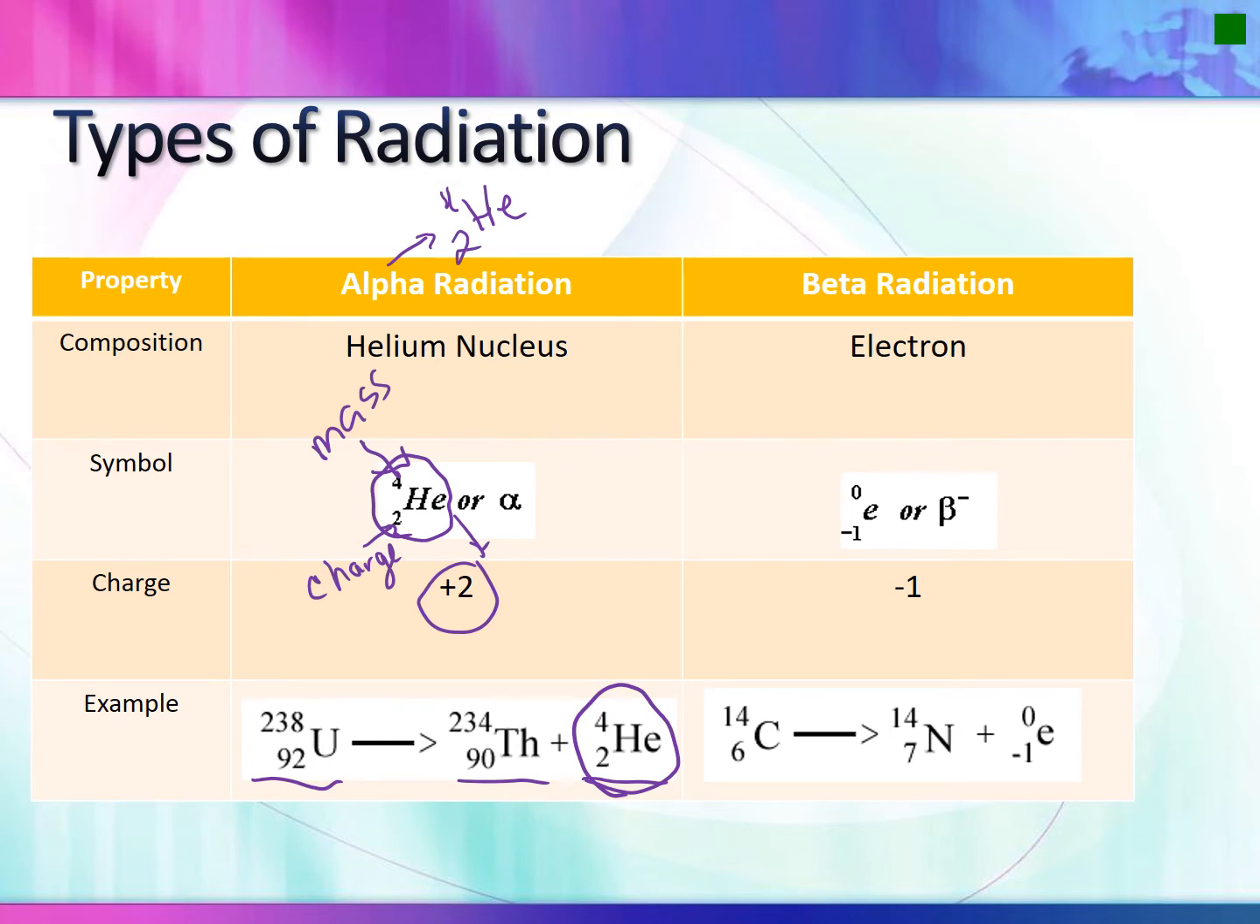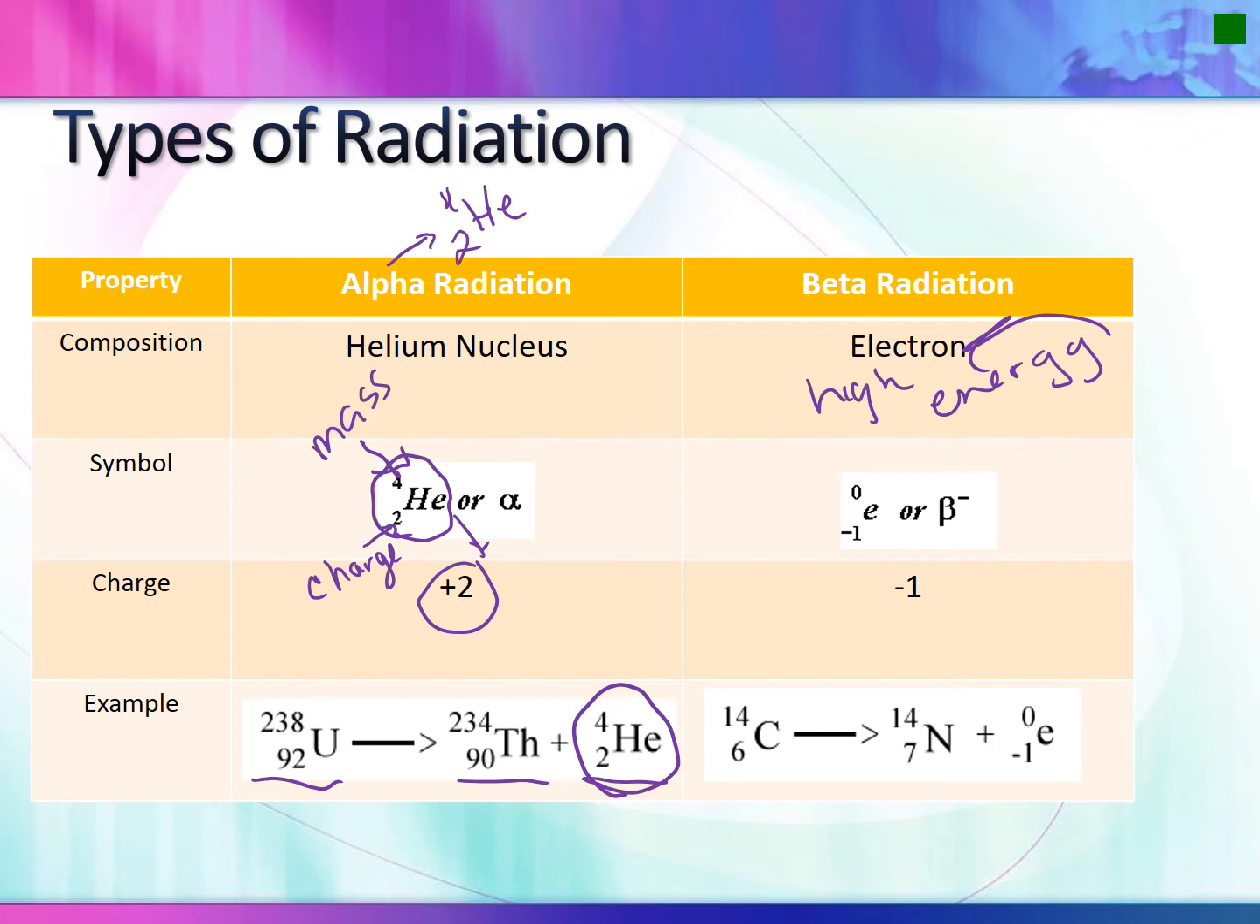The next particle that you're going to have to be familiar with is beta radiation. If I say beta radiation, what I am doing is I'm talking about a high energy electron. That's all it is, a high energy electron. So I could actually say electron or beta. They typically do say beta, but I want you to become very comfortable with also seeing the word electron.